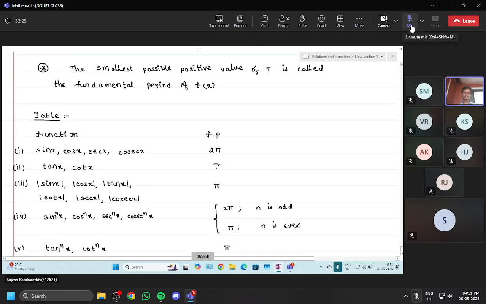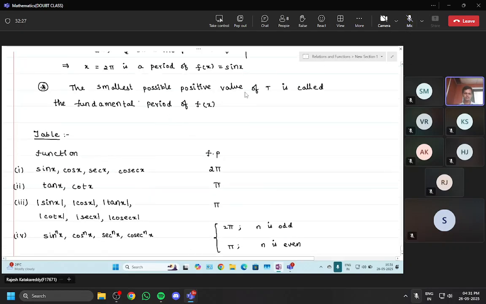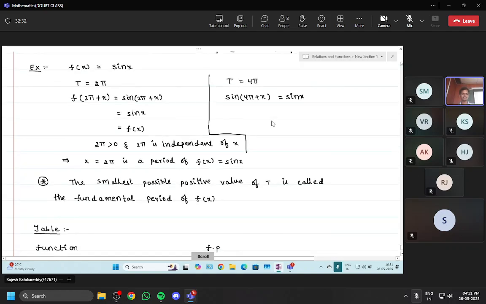Fundamental period: I have given one definition, the smallest possible positive value of T is called the fundamental period. I have taken one example. In this example, the function is sin x. For T equals 2 pi, I get sine of 2 pi plus x equals sin x. For T equals 4 pi, again I get sine of 4 pi plus x equals sin x. Out of these two, between 2 pi and 4 pi, the smallest value is 2 pi. I am taking that one as the fundamental period. It should be a positive one. I won't take the negative one here. Clear?